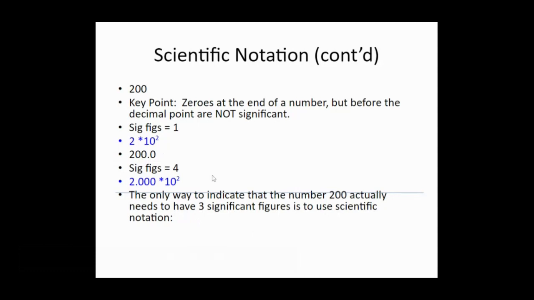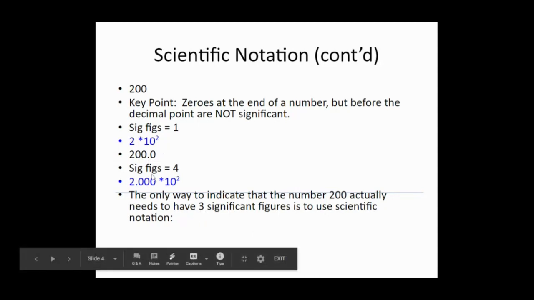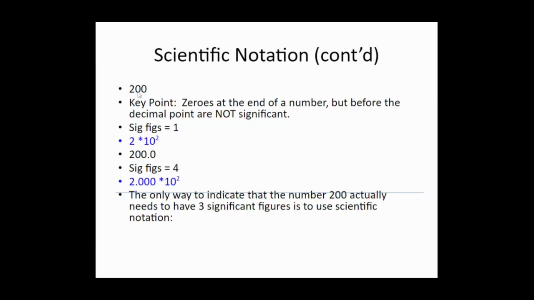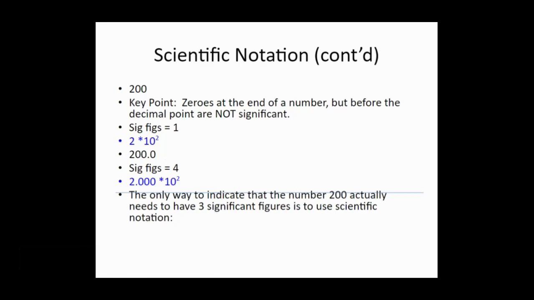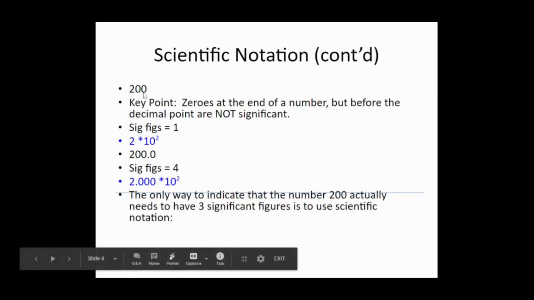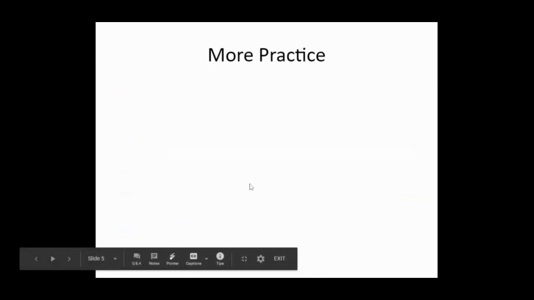Now, if I wanted to have 3, this is 3 sig figs, not 4, then I could put a decimal point and have 200 with just a decimal point and nothing after it, and that would show that these are remaining significant. But scientific notation is the only way to really indicate that this would be 3 sig figs. 2.00 times 10 to the 2 communicates 200 with 3 sig figs the very best way. Okay, there we go. More practice.